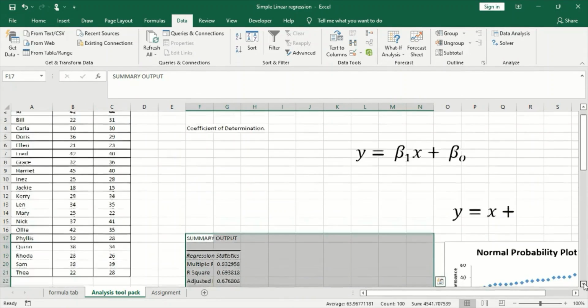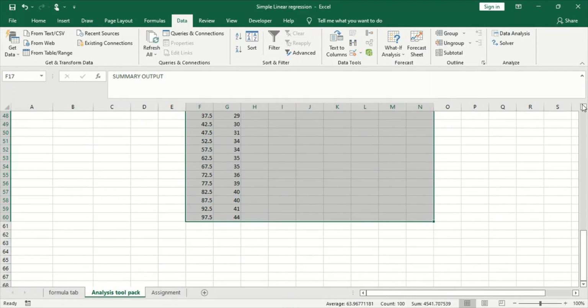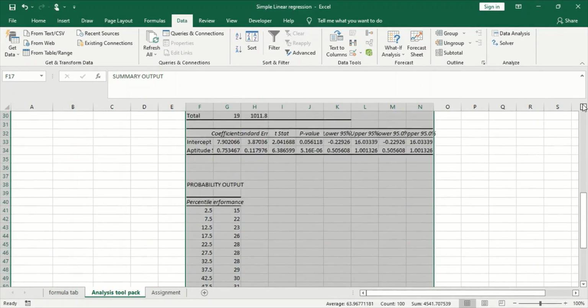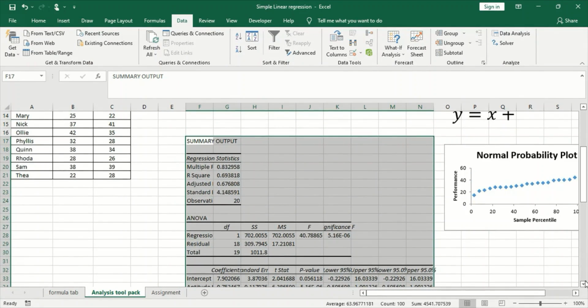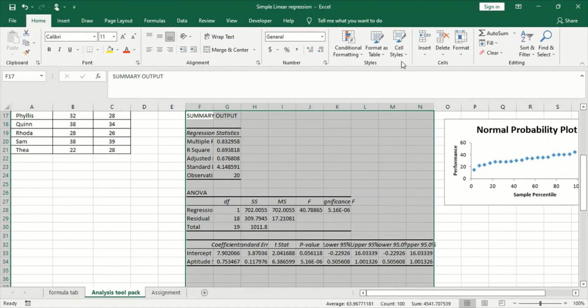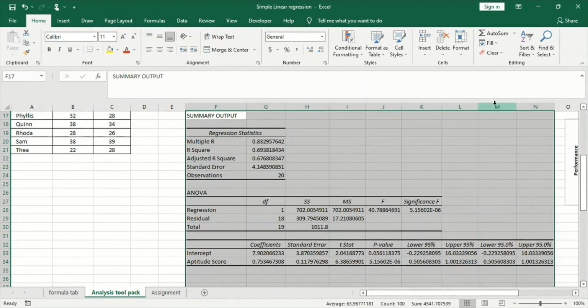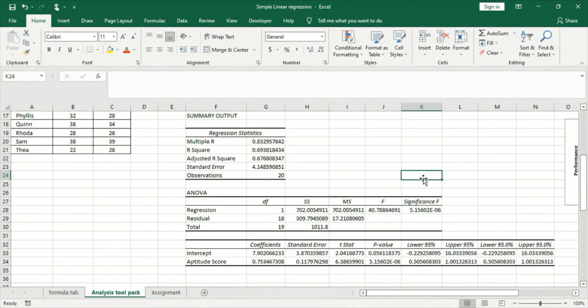So this is our output. The first thing I want us to do is, first of all, let's make this bigger. Let's make sure that we can see everything. So we're going to go to home, we're going to go to format, and we're going to go to auto fit column width. So this is what we're going to have here.